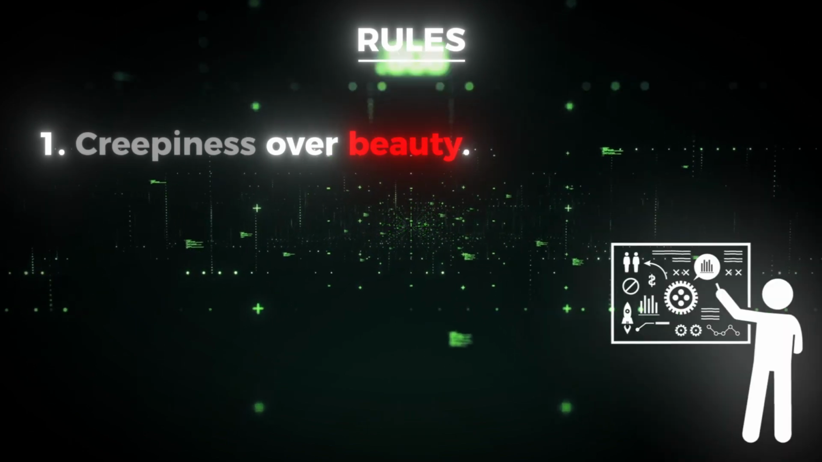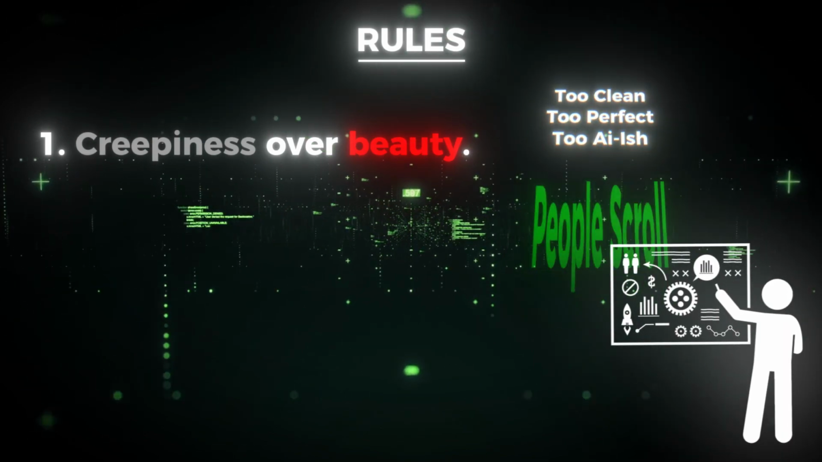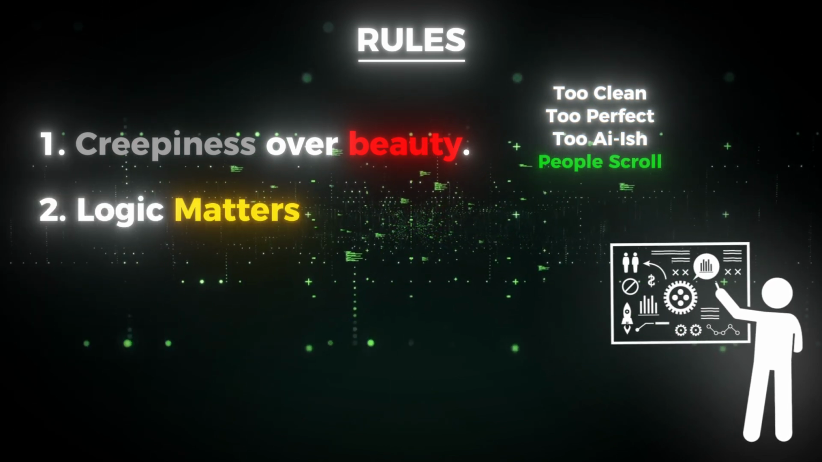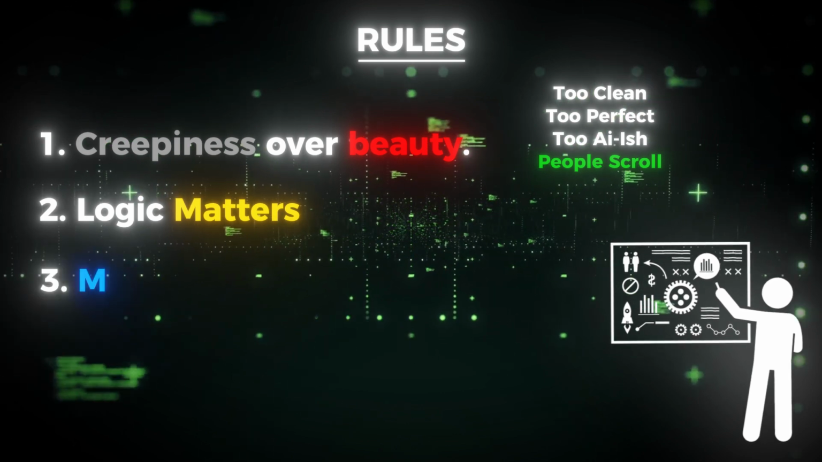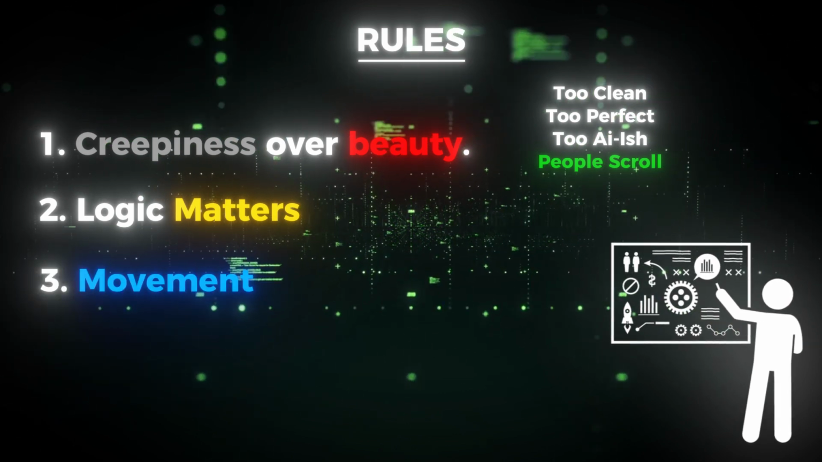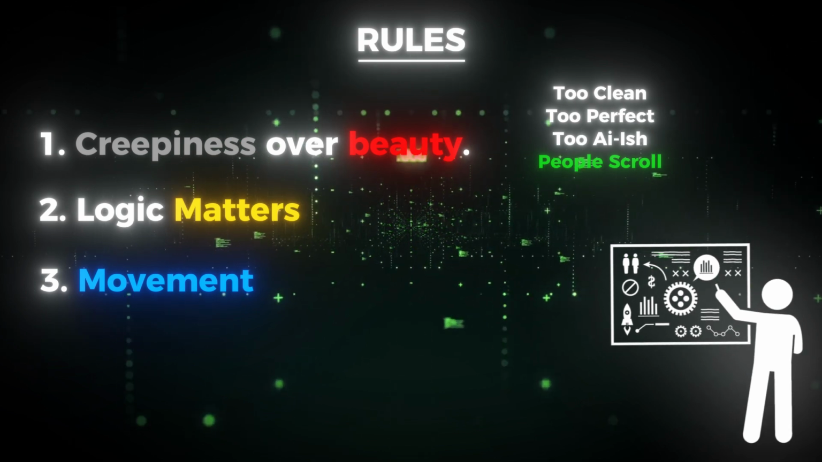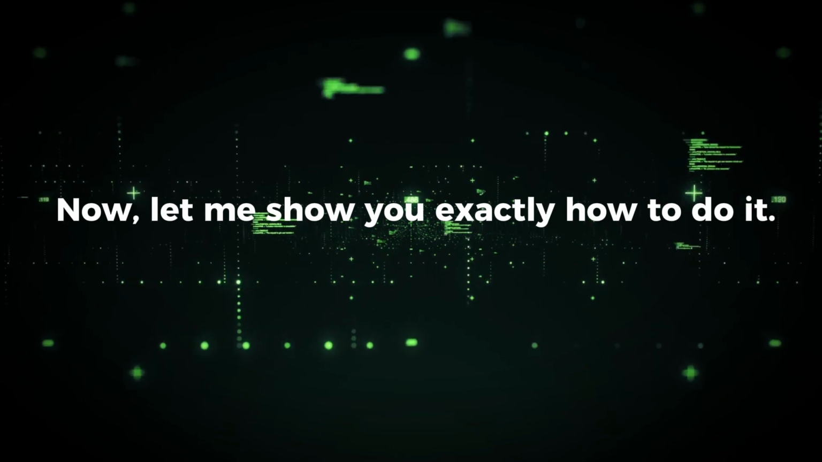Creepiness over beauty. If it looks too clean, too perfect, or too AI-ish, people scroll. Second, logic matters. If something in the scene doesn't make sense, the illusion breaks instantly. And third is movement. The human brain is addicted to motion. Static images die. Once you understand those 3 things, this niche becomes repeatable. Now let me show you exactly how to do it.